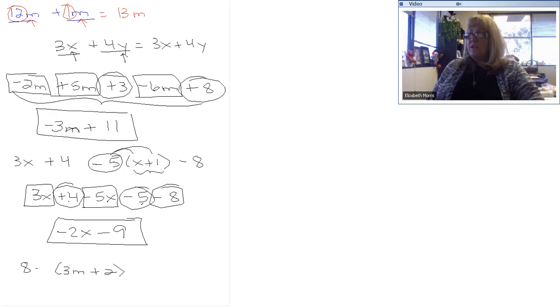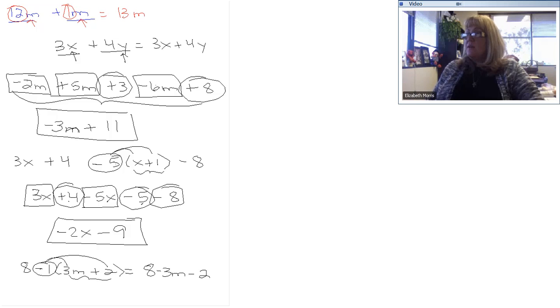Now, this is a little tricky one, and I wanted to show this. This is the last one I'm going to show. This is 8 minus all of this. Can you combine 3m and 2? No. So what you have to do is distribute what's on the outside, which is a negative 1. You have to distribute that. So it becomes 8. Negative 1 times 3m is negative 3m. And negative 1 times 2 is negative 2.